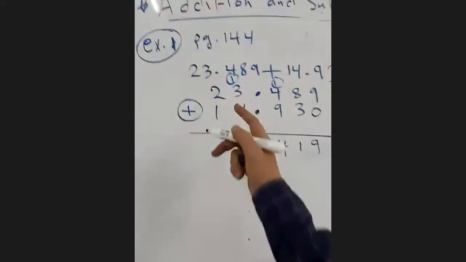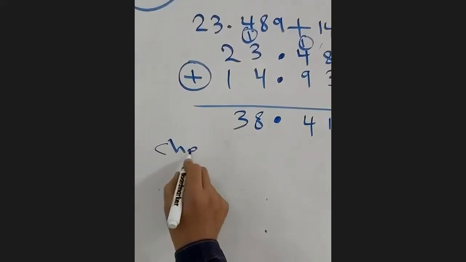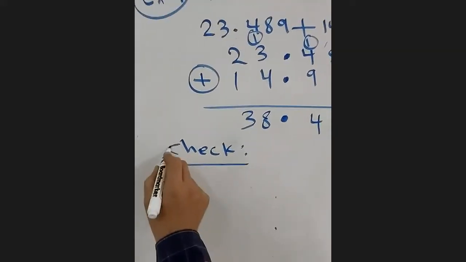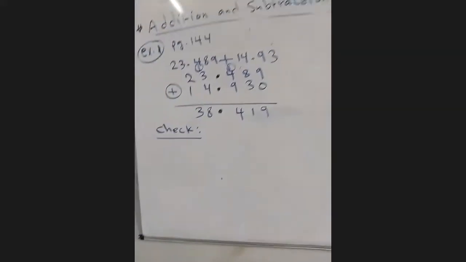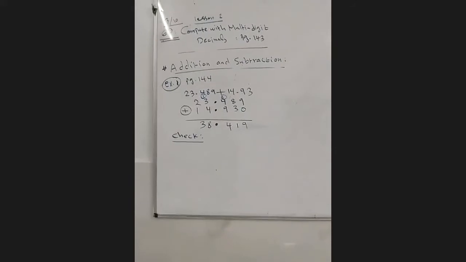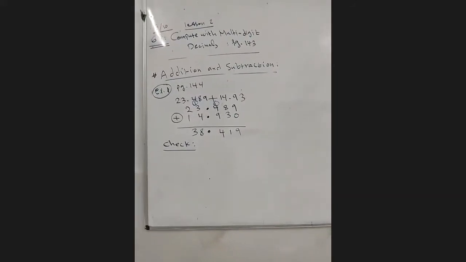Under this example, guys, we have a check question, and you have space under the check here. You can do it there. Yalla, go. If you don't have questions, guys, do the check. If you have a question, raise your hand.